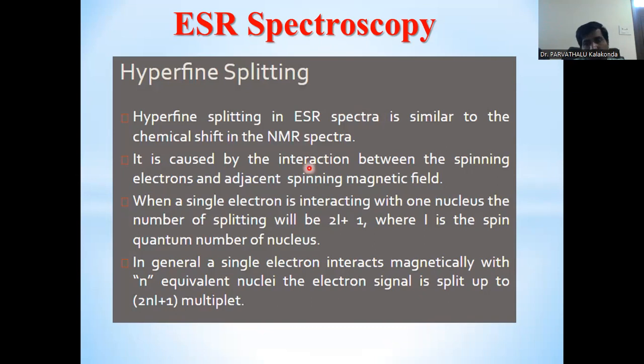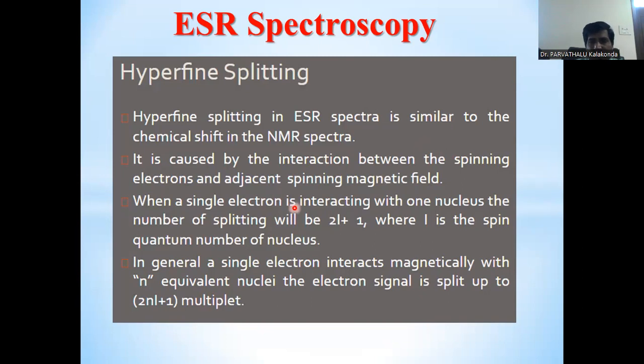It is caused by what? The spinning of the electron, and adjacent to it there is also a spinning magnetic field. The magnetic field is also curling, right? You all know that a variable magnetic field causes a curling, and a torque happens. So whenever the electron interacts with this, you have that hyperfine structure.